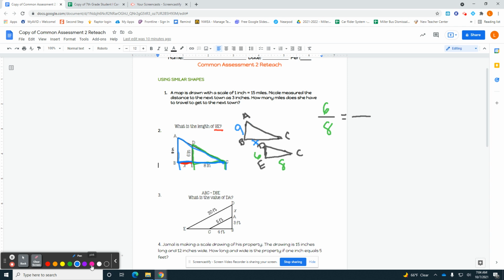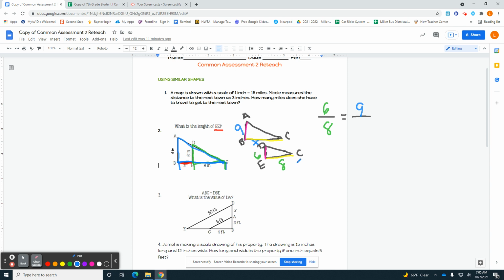9 is going to correspond with which side on my smaller triangle? If you said DE, that is correct. Remember, the corresponding sides have to be in the same position. You see how this one is my straight vertical line. So those are my two corresponding sides. So I'm going to have 9, and then X, which is BC, would correspond with EC, because those two are my corresponding sides. They are in the same position. They are both my straight horizontal line.